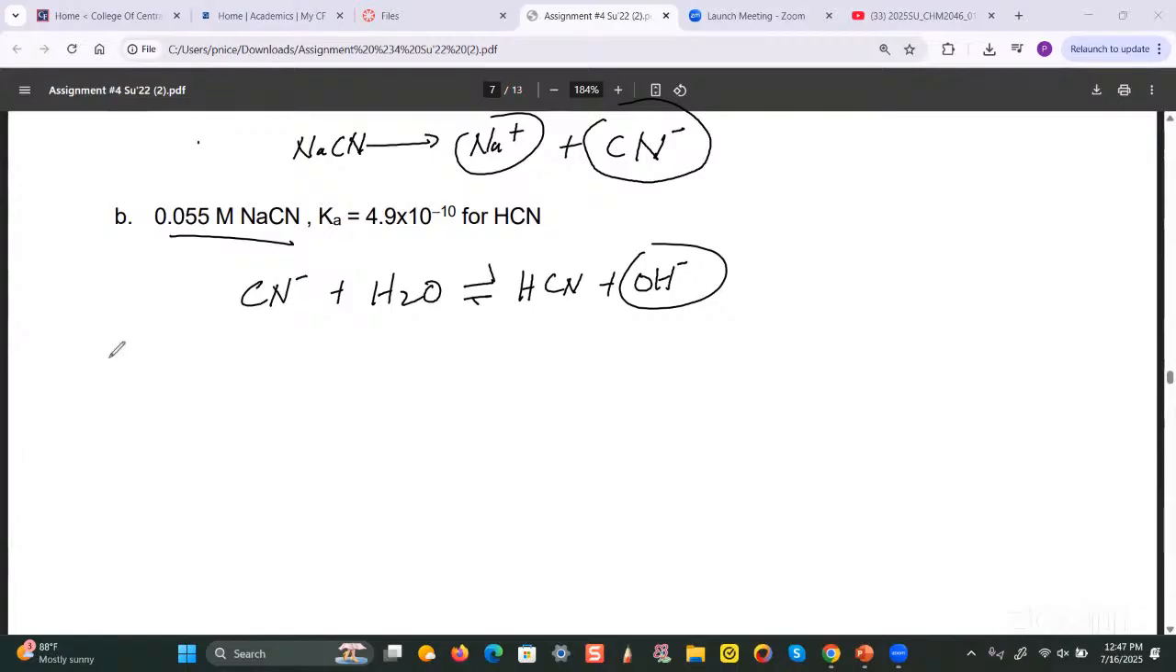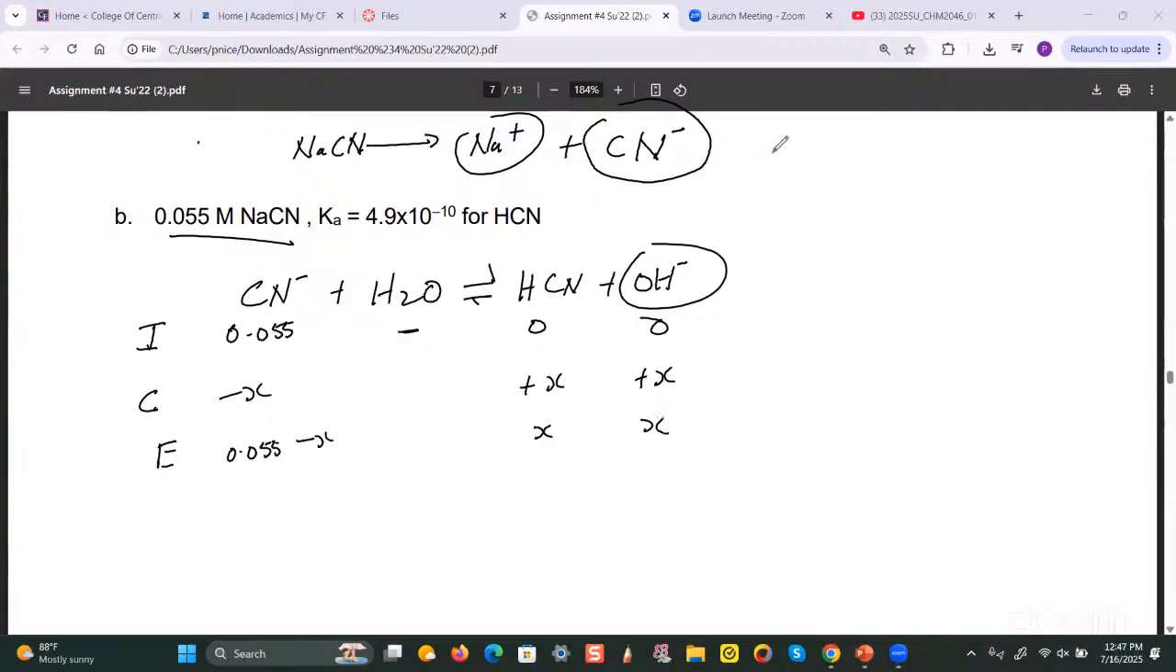So what we're going to do now is set up an ice table where initially you're going to have 0.055 here, 0 here, 0 here. You don't need to worry about the water, all right? The change here would be minus x, plus x, plus x, right? So at equilibrium, you're going to have 0.055 minus x here, x here, x here, all right?